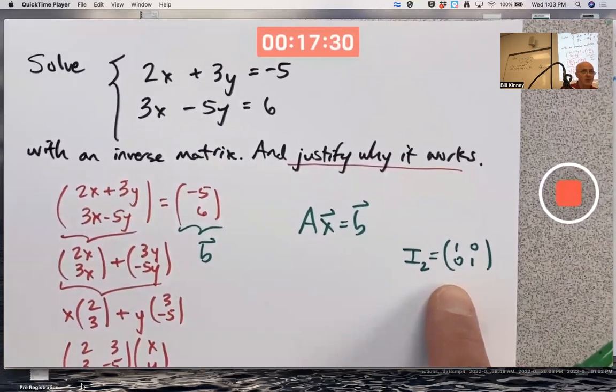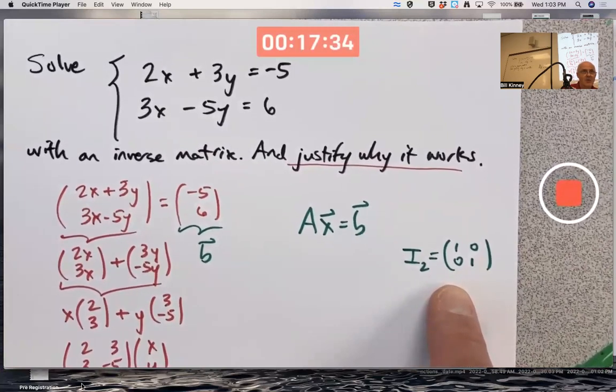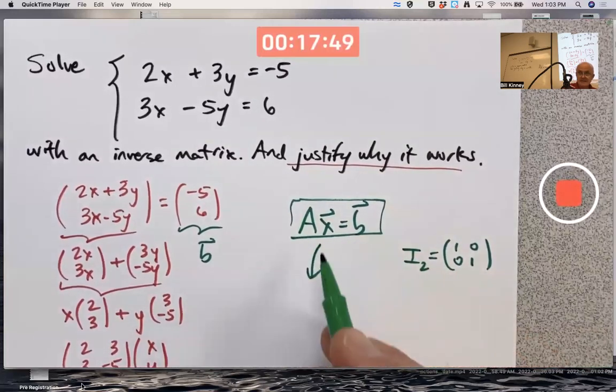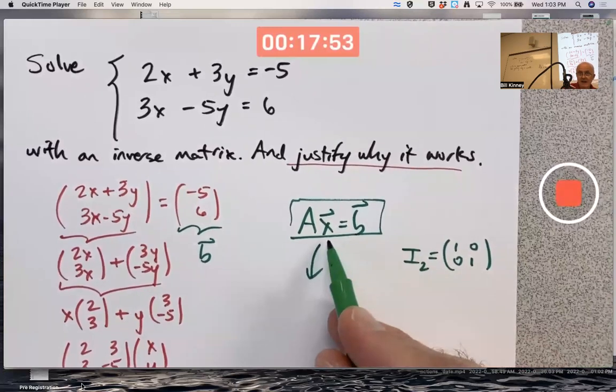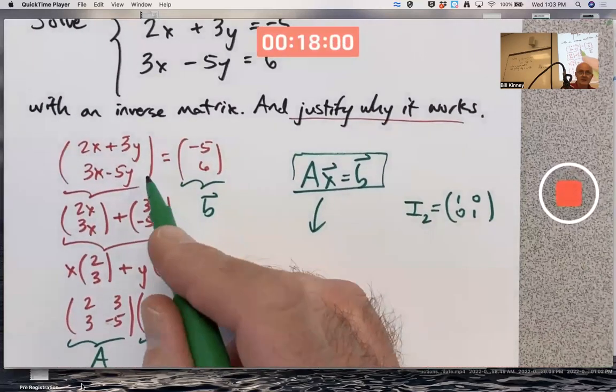Just like the number 1 times any other number is that other number. 1 times 5 is 5. 1 times negative pi is negative pi. The identity matrix, this kind of matrix, acts like the number 1. If you take this equality of two vectors, this is an equality of two vectors, by the way. B is a vector, AX is a vector. Written as a column vector, it's this vector, really, right there.